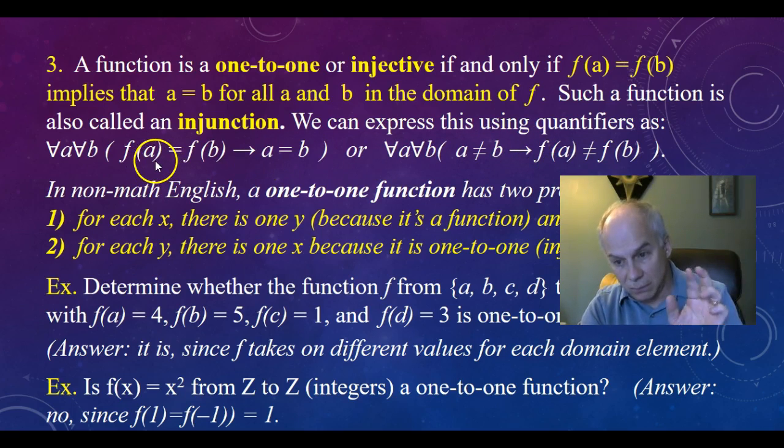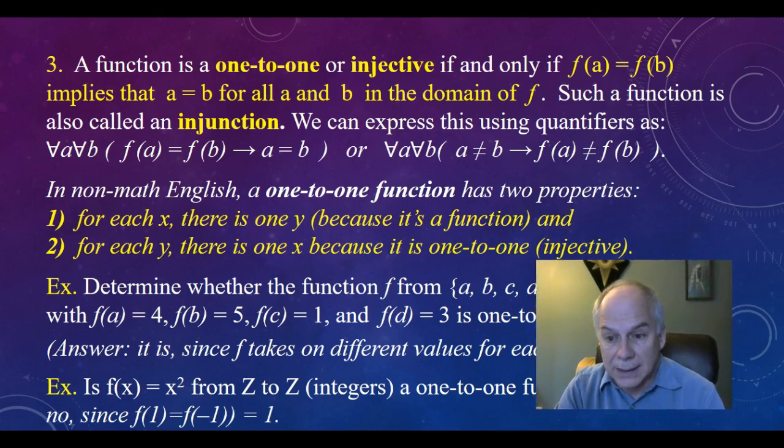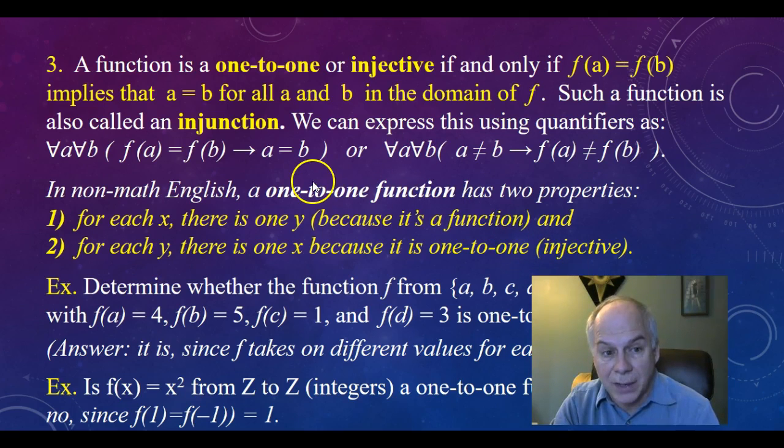Either that if the y values are the same, then the x values are the same, or if the x values are different, then the y values will be different. Okay? Now, if that's hard to understand with all that symbolism, I've rephrased it in English, what I call non-math English, but there's math in it. But a one-to-one function has two properties. Okay, if it's one-to-one, there's two properties.